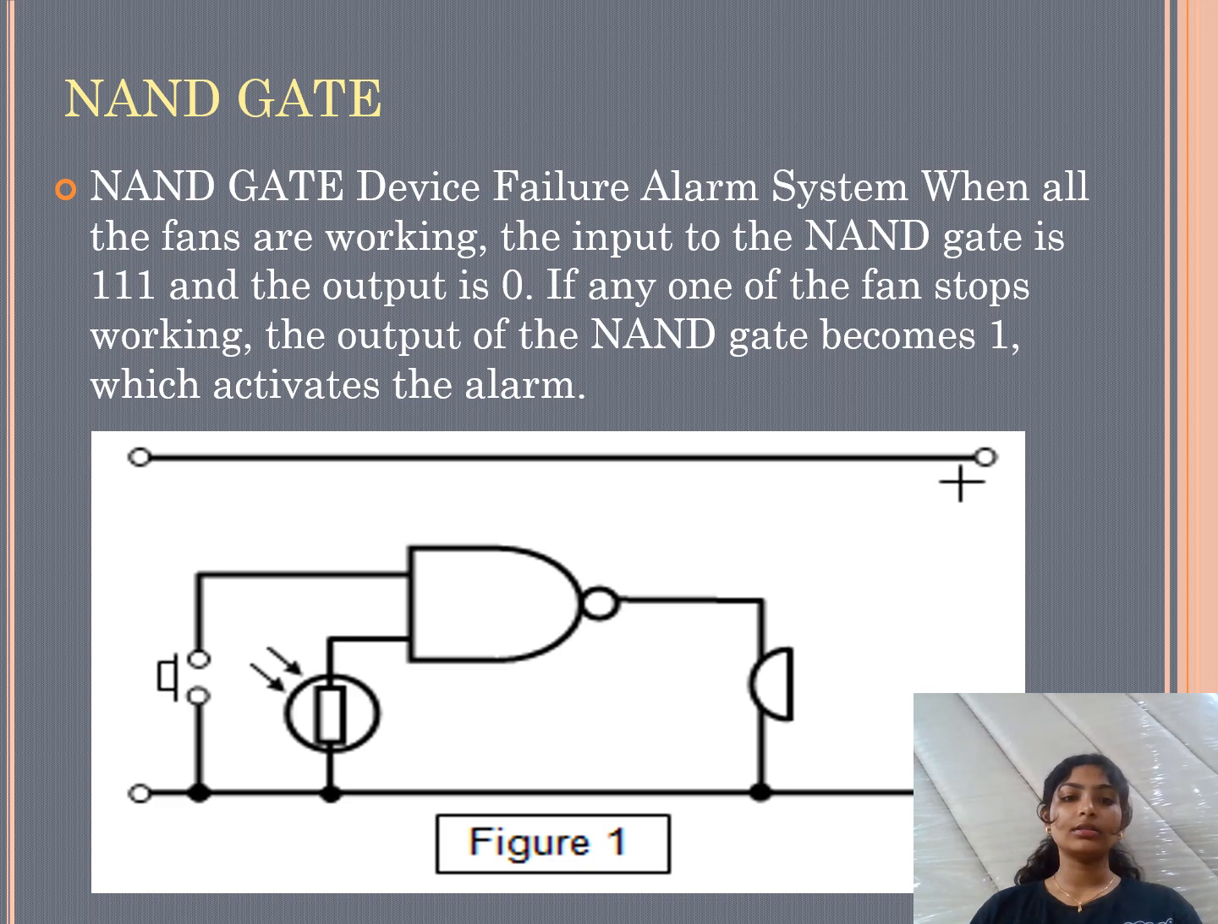NAND gate. NAND gate device failure alarm system. When all the fans are working, the input to the NAND gate is 111 and the output is 0. If any one of the fans stops working, the output of the NAND gate becomes 1, which activates the alarm.